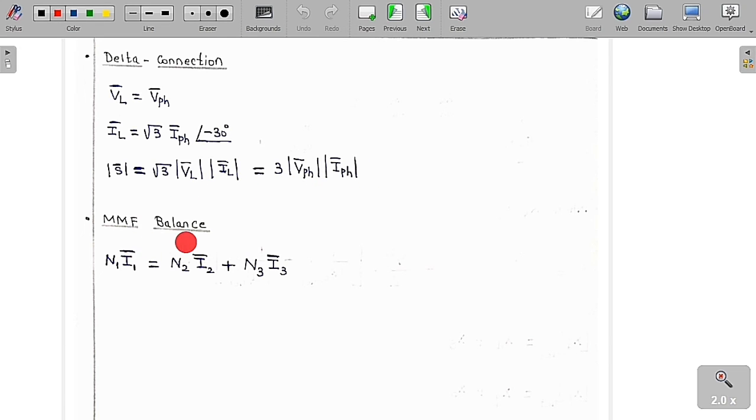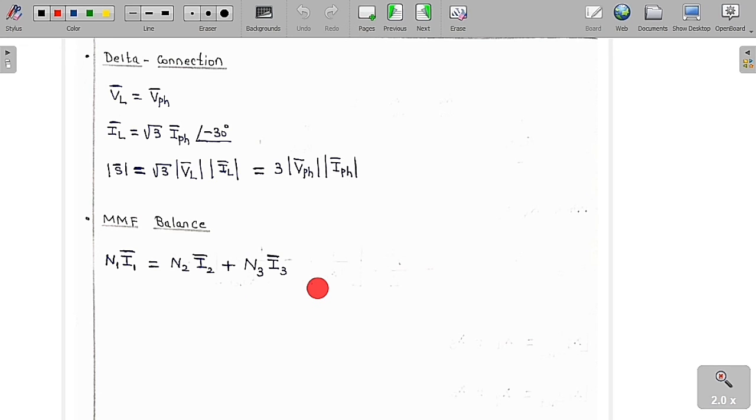And the MMF balance is nothing but N1 I1 bar is equal to N2 I2 bar plus N3 I3 bar. Suppose let me assume there is one primary and there are two secondary windings. Therefore the MMF is always balanced. Whatever the primary MMF is, it is equal to the addition of the secondary MMFs. So N1 I1 bar is equal to N2 I2 bar plus N3 I3 bar.